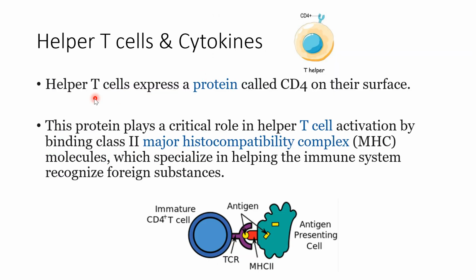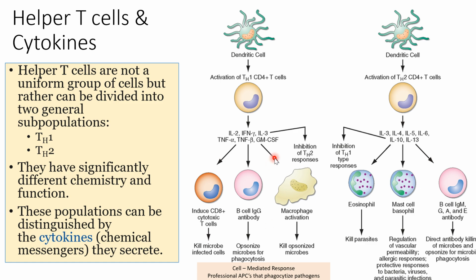So again, T helper cells express this CD4 protein on the surface. This plays a role in activation. It's going to communicate with the major histocompatibility complex 2 on the antigen presenting cell, so that way it can recognize foreign substances. Now, there are actually two classifications of T helper cells. You got T helper 1 and T helper 2. And based on what they secrete is going to depend on whether they're a T helper 1 or a T helper 2 cell. Okay. I am not going to worry about specifics on this.